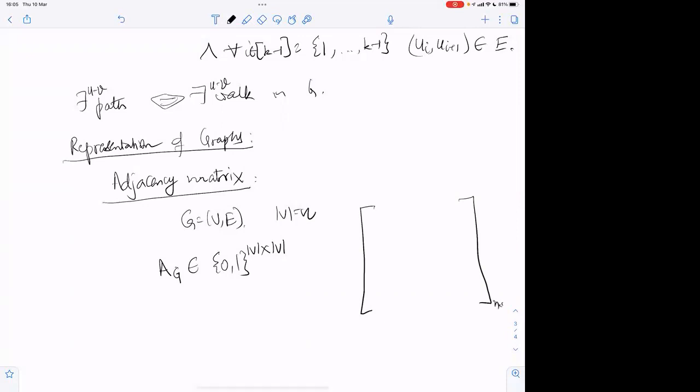You take an n cross n matrix in which you put a 1 at the uv-th spot if so. You say that A_G of (u, v) is equal to 1 if (u, v) belongs to E and 0 otherwise. Okay, so here we have made an implicit assumption that we identify the n vertices with the numbers from 1 to n. Correct?